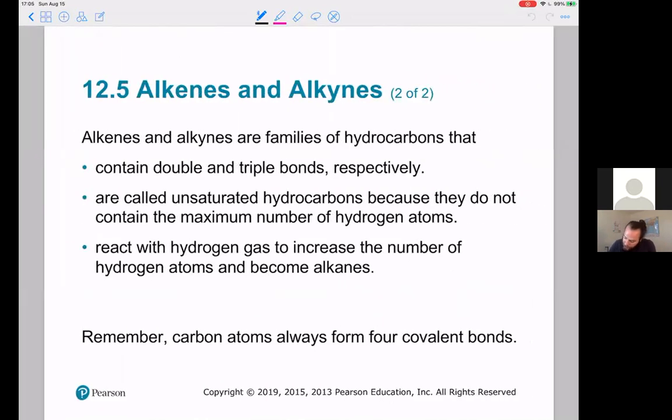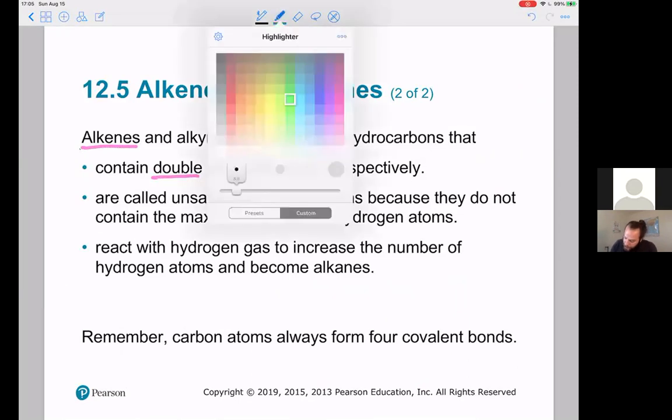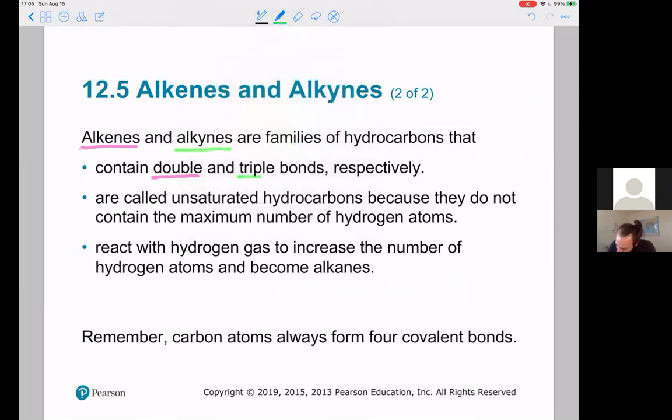Okay, an alkene is a hydrocarbon that contains double bonds, whereas an alkyne is a hydrocarbon that contains triple bonds. They're no longer considered saturated. Saturated would mean that they're all single bonds, so these are no longer saturated. We call them unsaturated. And we'll actually talk a little bit about the reactions that these types of compounds undergo as well, which is different from alkanes.